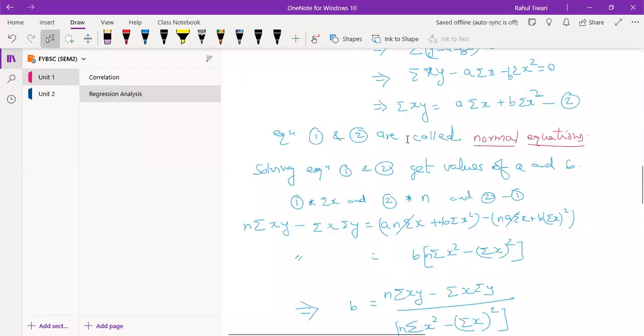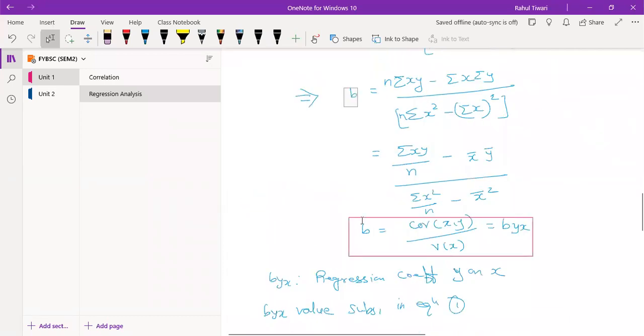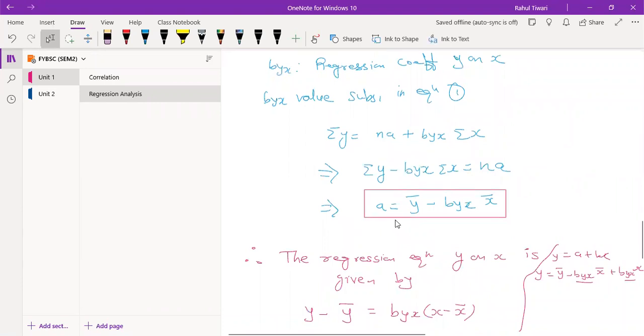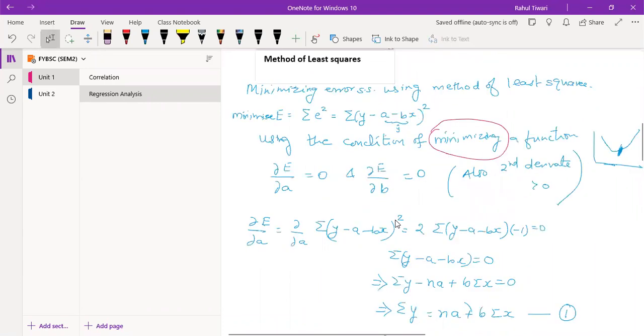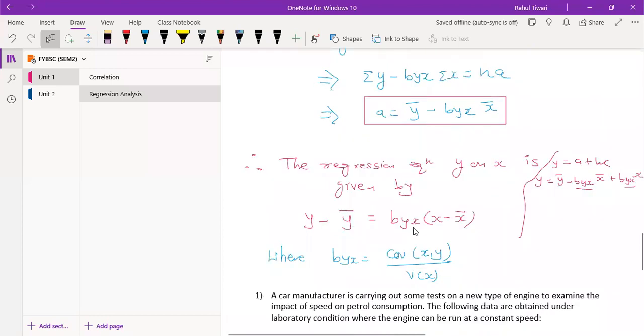So this is the value of B, and this is the value of A. You can look at where that value is. Then you can substitute in the equation y is equal to A plus bx, and you may get this equation.